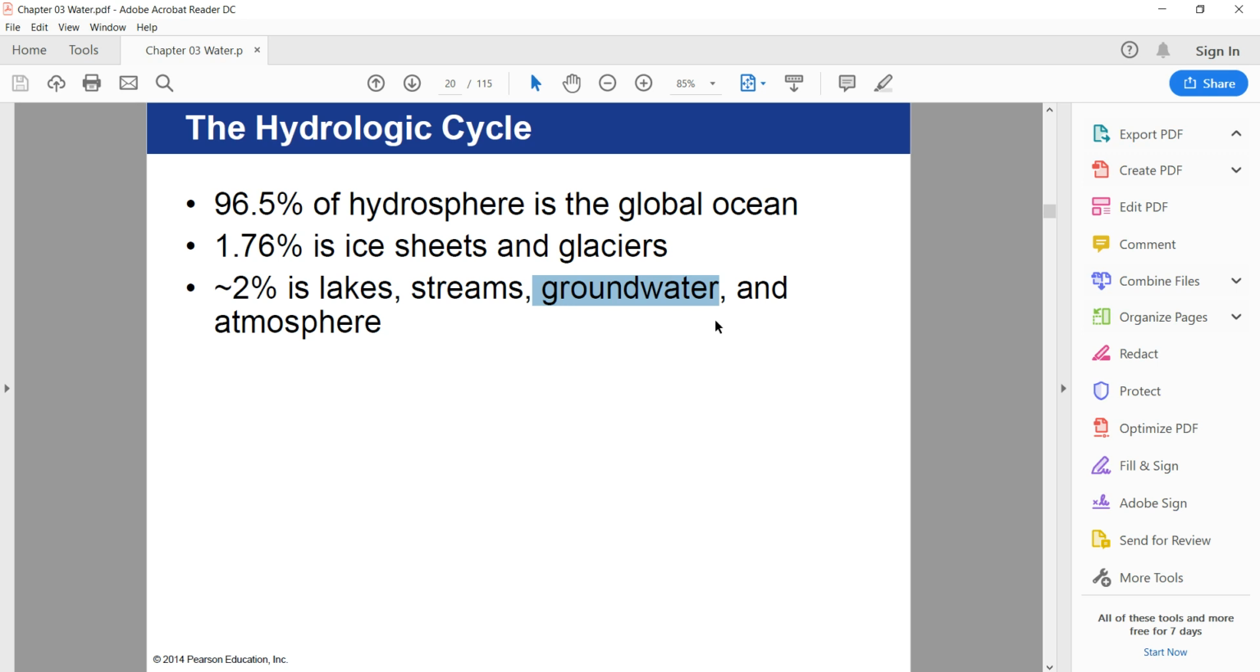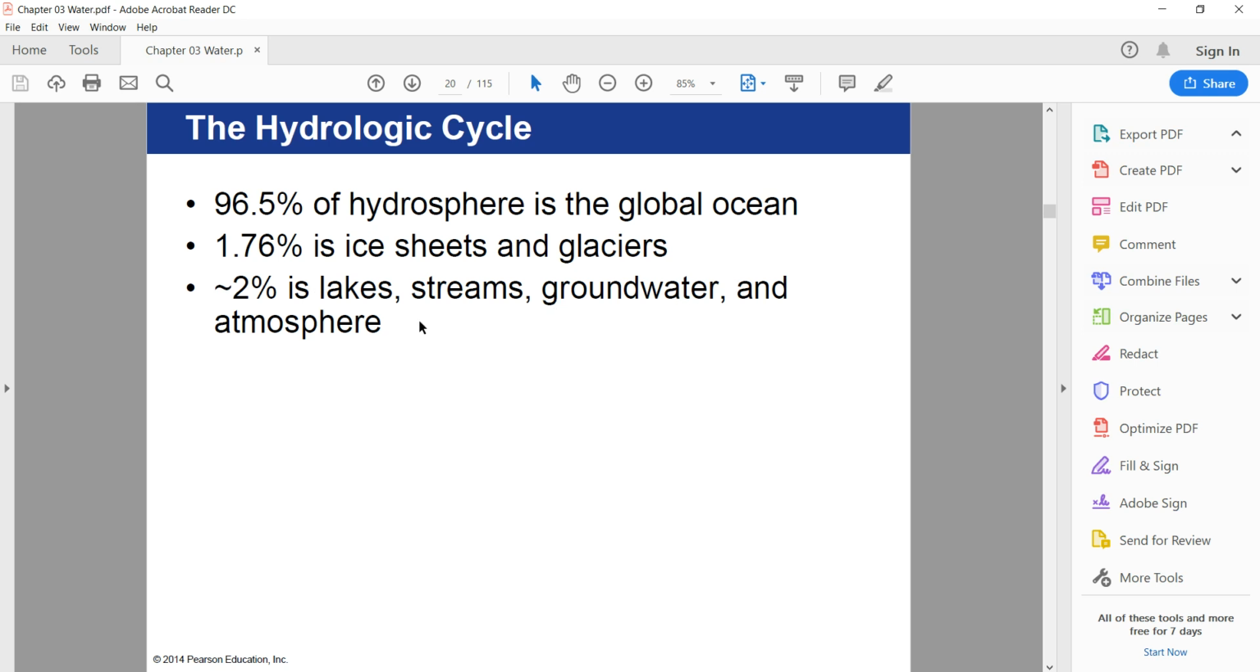It may seem like we have a lot of surface water because that is something we can see easily in the lakes and streams, but the fact is the majority of the fresh water is stored in groundwater. So once again, let's just go over this fact again. Remember, the majority of the water on our planet is saline water. So 96% of the entire volume of water on our planet is saline water, 1.76% of the total volume of water is trapped in ice sheets and glaciers, and about 2% is surface water, groundwater, and atmosphere.